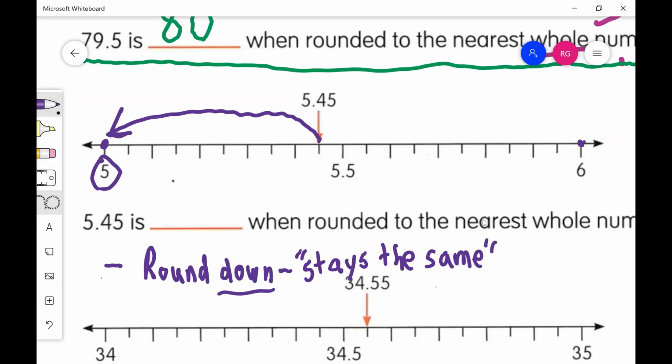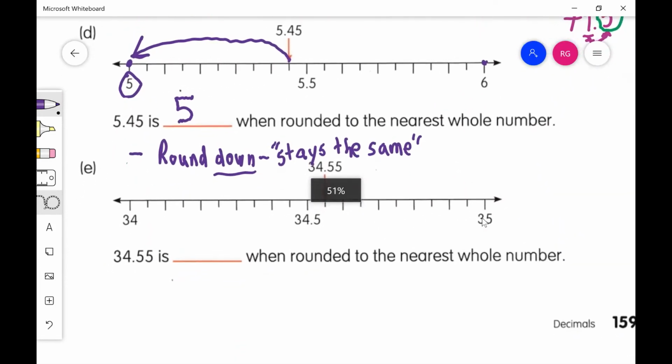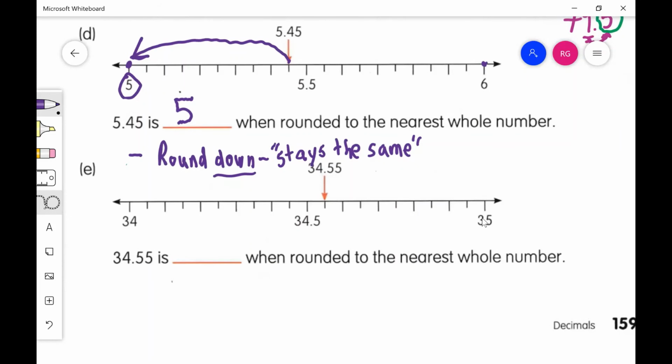What should we write? 5. Right? We're doing great. Whoops, it's a little wonky. Let's write that again. 5. Okay, better. So 5.45 is 5 when rounded to the nearest whole number.